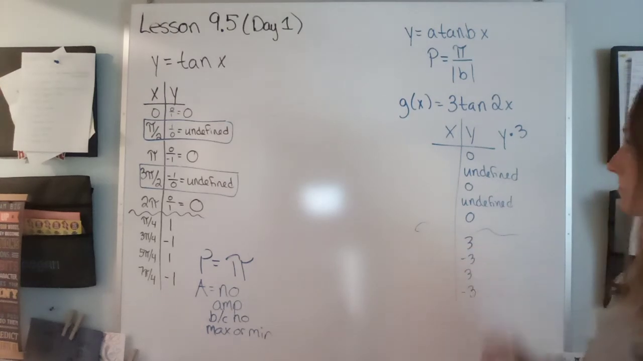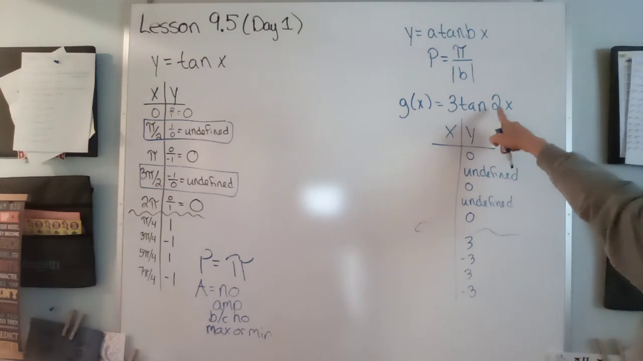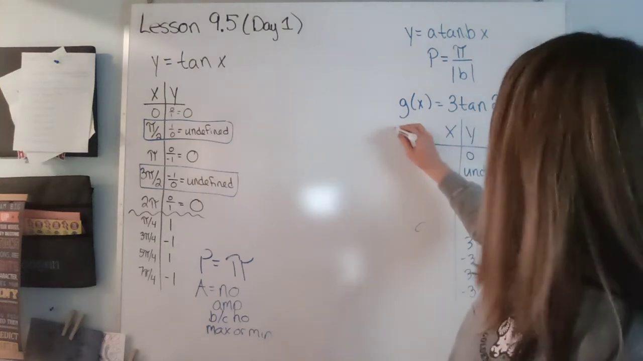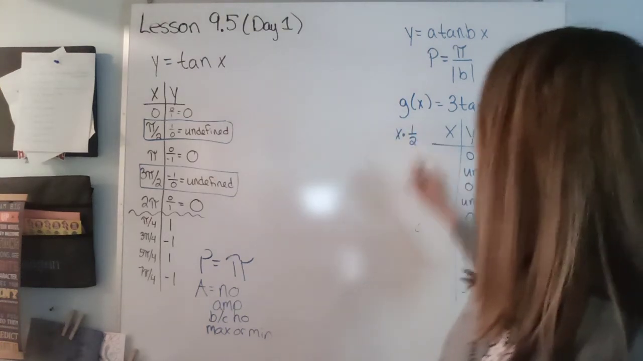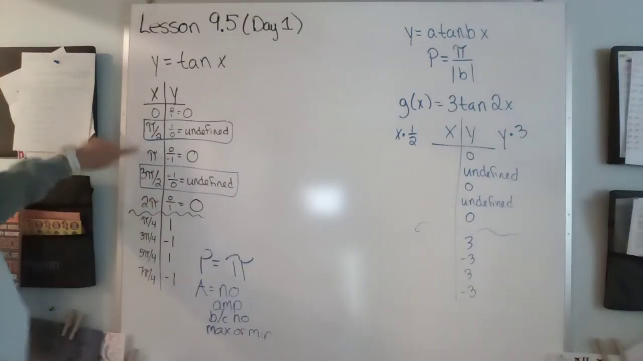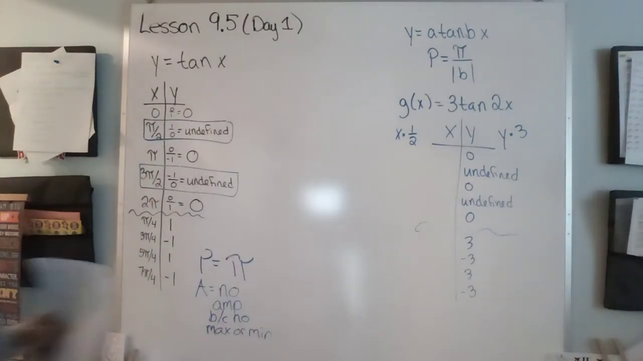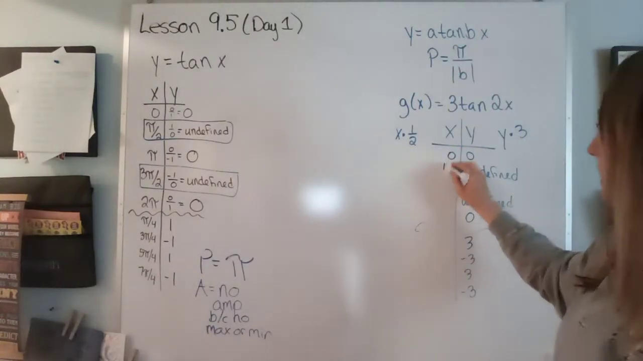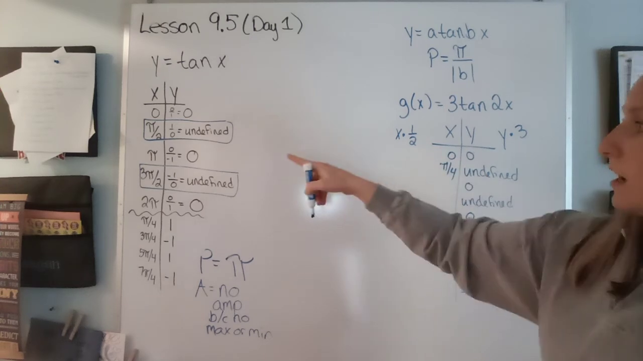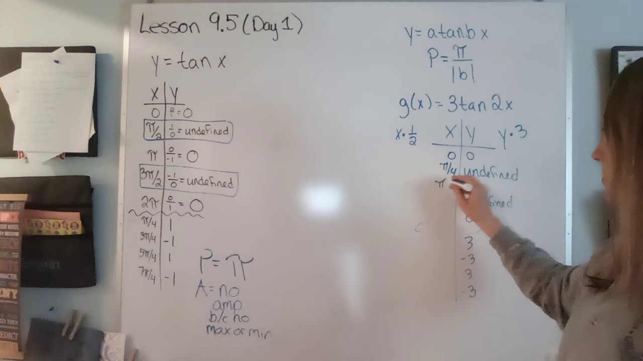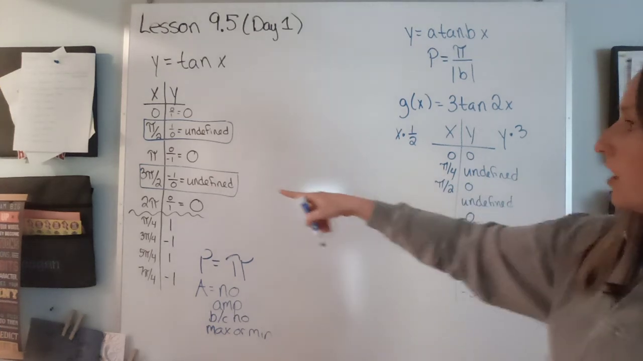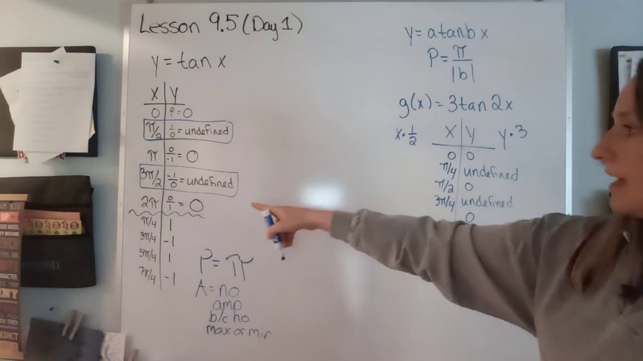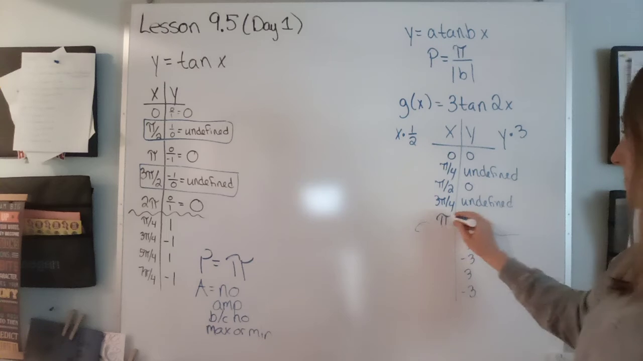Alright, for the x values, I have to multiply all my x's by the reciprocal. So the reciprocal of 2 is 1/2. So it's going to be x times 1/2. So all of these have to be multiplied by 1/2. Okay, so 0 times 1/2 is 0. Pi over 2 times 1/2 is pi over 4. Pi times 1/2 is pi over 2. 3 pi over 2 times 1/2 is 3 pi over 4. And 2 pi times 1/2 is pi.